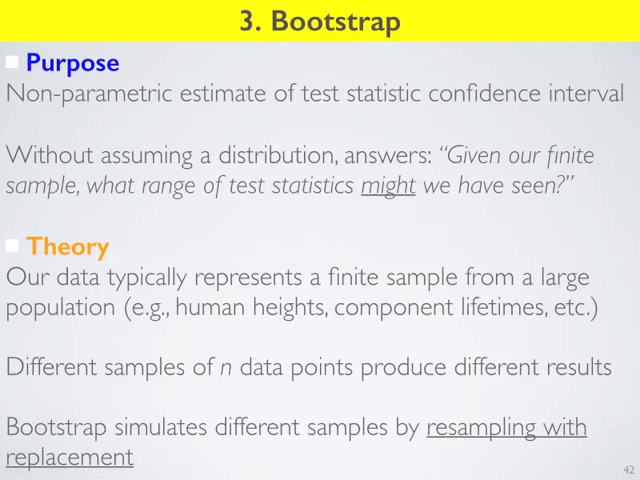Okay, and so that's what we said right here. And so different samples of n data points will give different results, clearly. So the Bootstrap simulates different samples by resampling with replacement. And so we don't have all the heights of all people in the entire university. All we have are the heights of the people in this room. And so maybe we can resample our data with replacement.